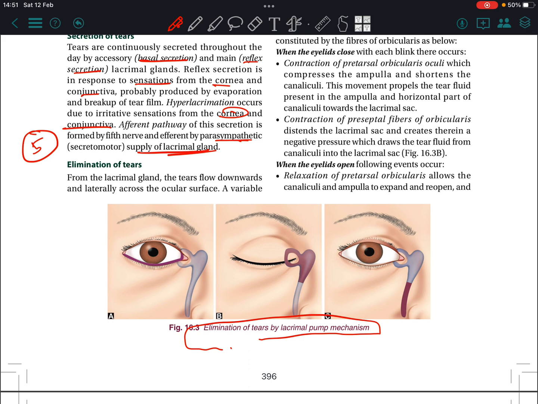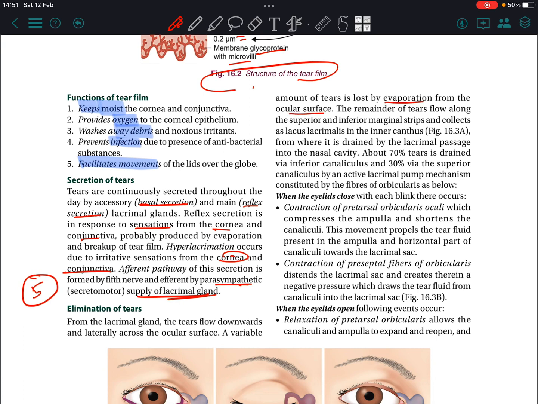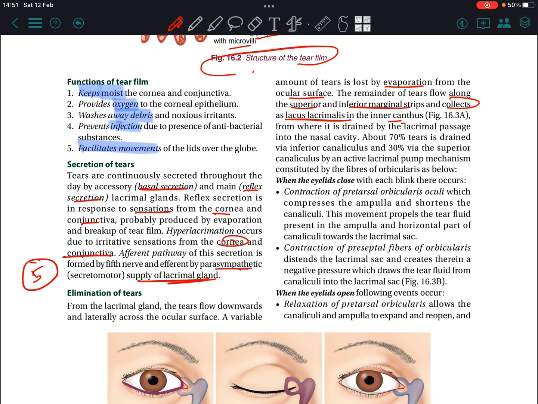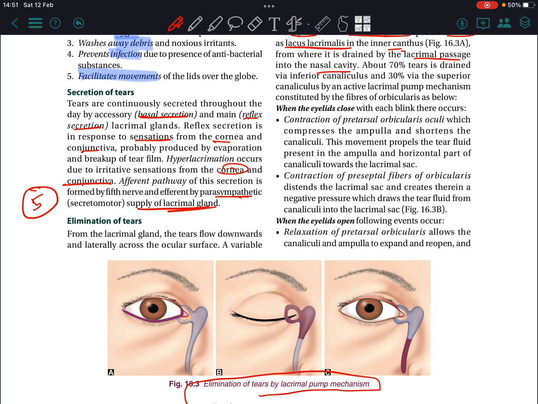From the lacrimal gland, the tears flow downwards and laterally across the ocular surface. A variable amount of tears is lost by evaporation from the ocular surface. The remainder of tears flow along the superior and inferior marginal tear strips and collect as the lacus lacrimalis in the inner canthus, from where it is drained by the lacrimal passage into the nasal cavity. About 70% of tears is drained via the inferior canaliculus and 30% via the superior canaliculus, via the active lacrimal pump.